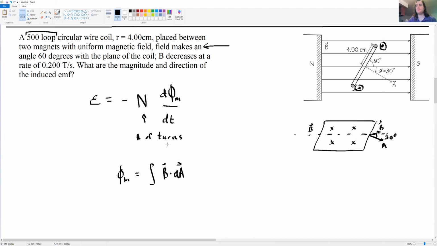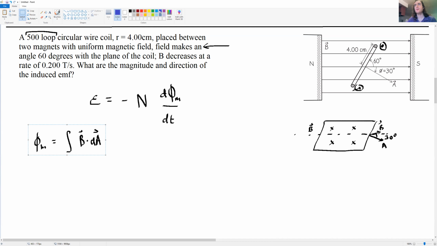So let's start right here at the magnetic flux, which is a good starting point for this question. The first thing we want to do is calculate that magnetic flux. In this case, we have constant area. Again, the loop is not changing its area. The magnetic field is decreasing, so only the magnetic field change is going to contribute to the change in flux over time.